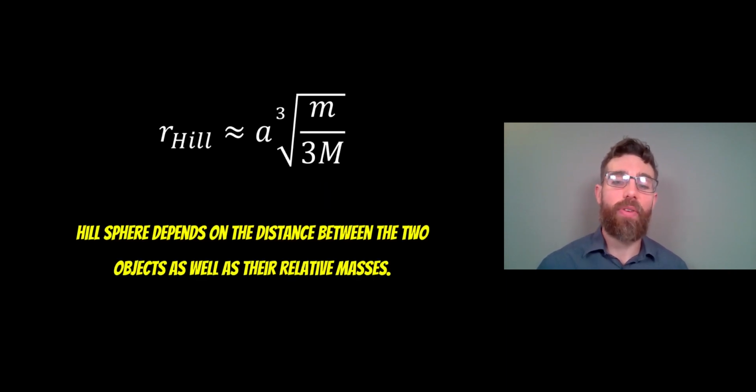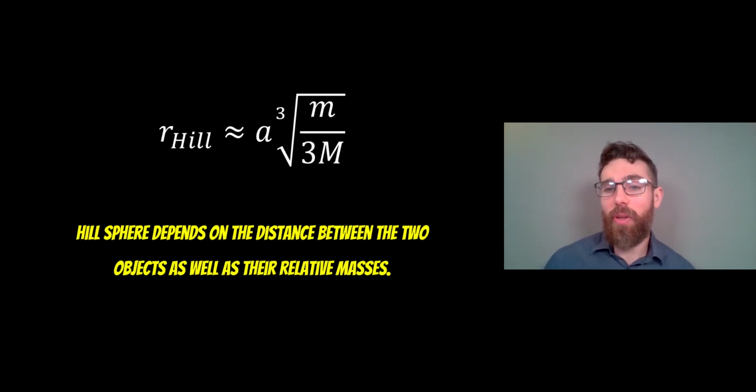So it should be fairly obvious to look at this that it's going to depend on the distance between the two objects as well as their relative masses. So if they're separated by quite a distance, then the hill radius will be larger. If we have a look at things like the planets in our solar system, the planets, as they get further out, will have a larger hill radius because their semi-major axis increases.